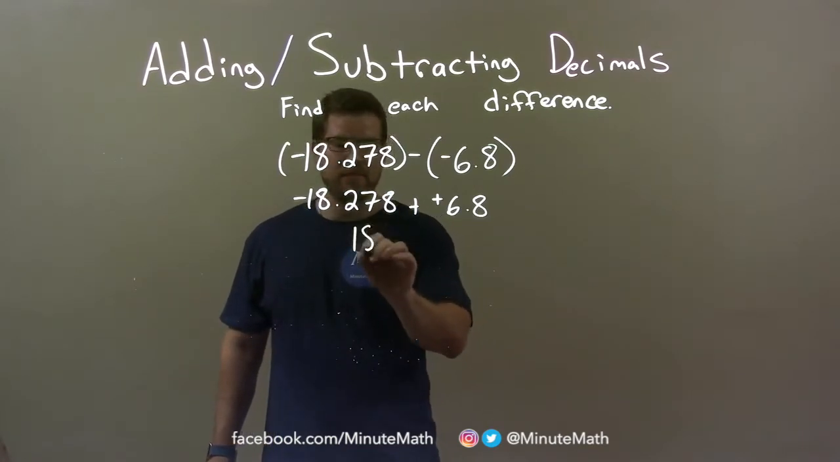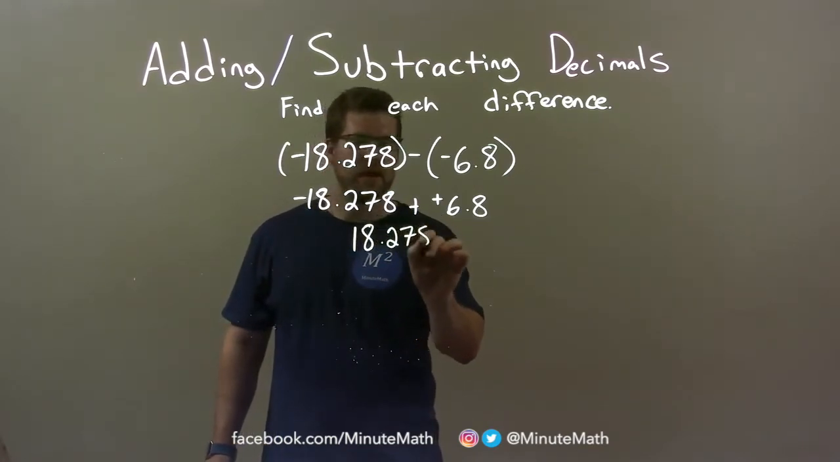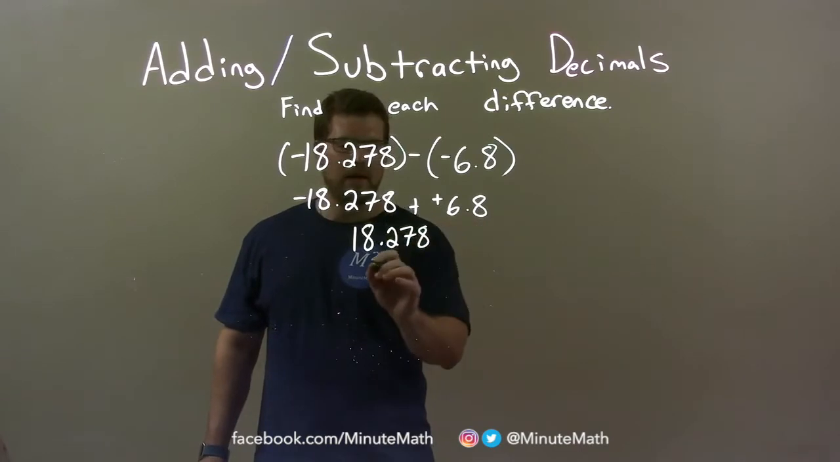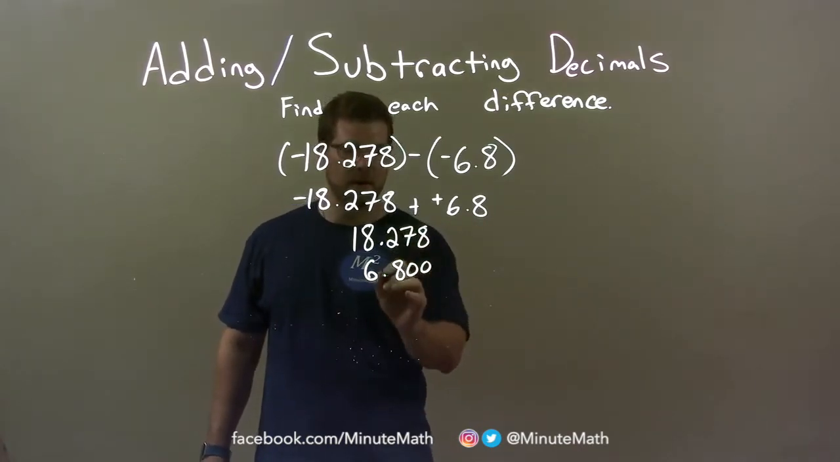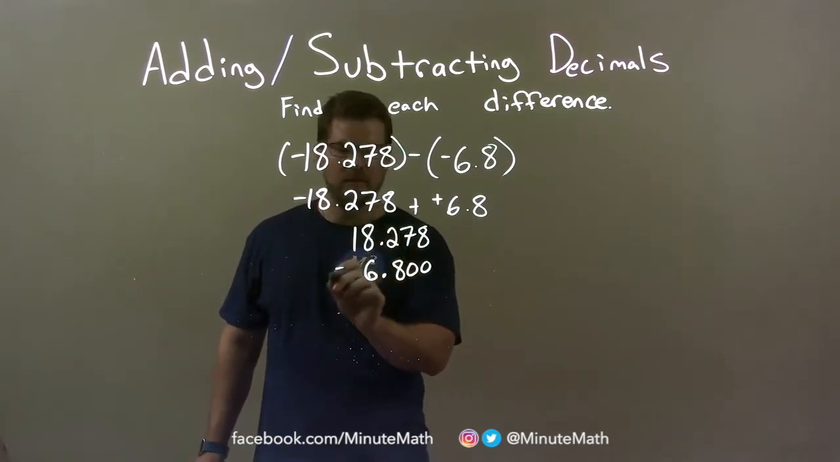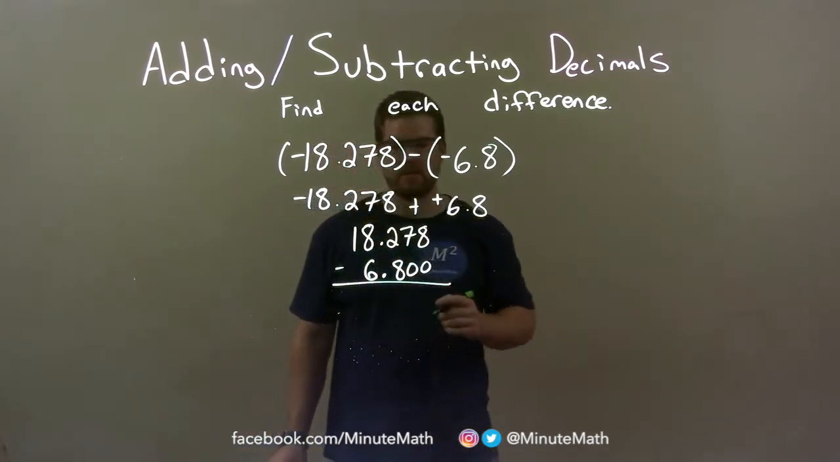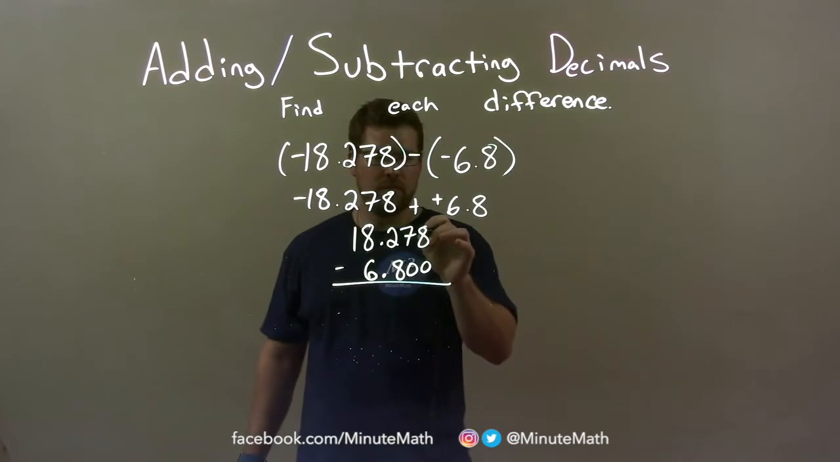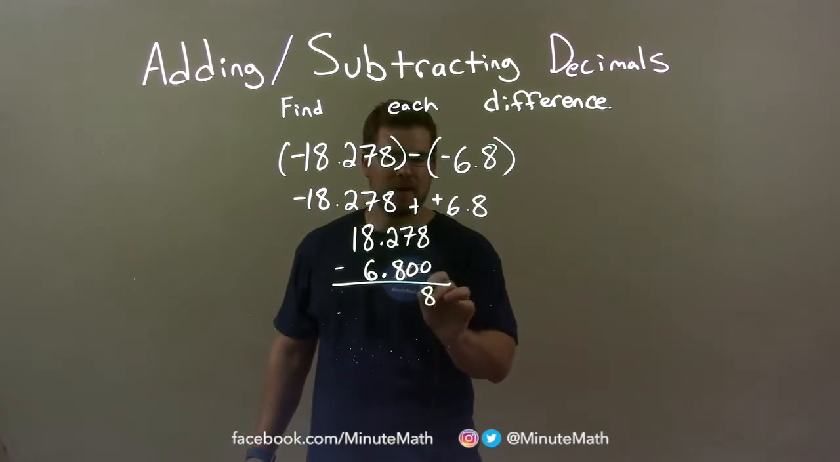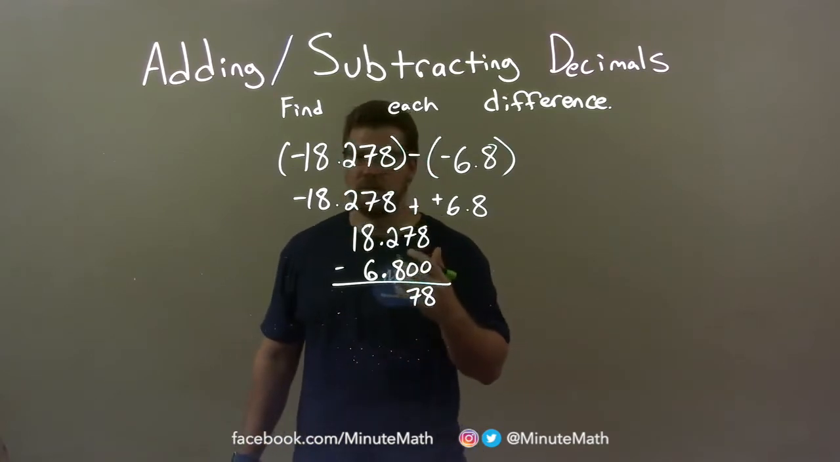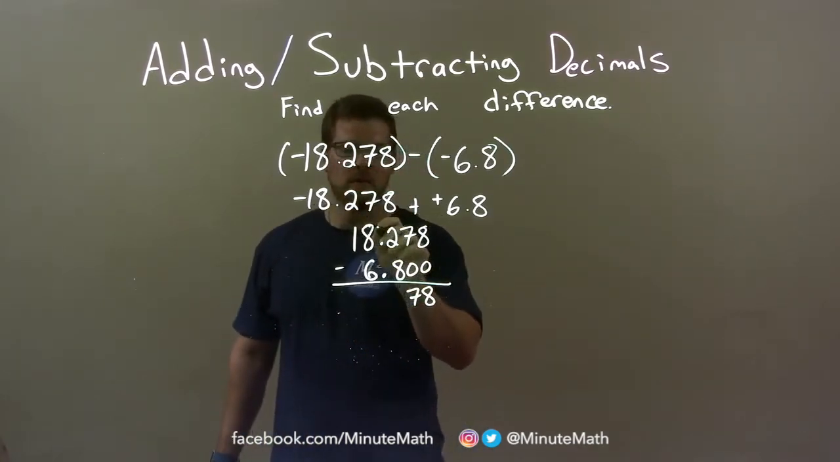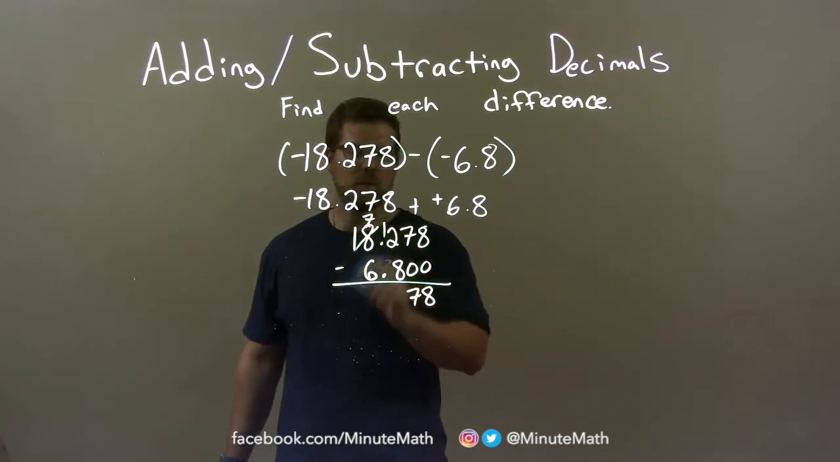So we line that up, 18.278, that comes first, it's larger, and we have 6.8 underneath, put trailing zeros to line up, make sure the decimal points are lined up, and we subtract. We find the difference, okay? Pretty straightforward. 8 minus 0 is 8. 7 minus 0 is 7. But 2 minus 8 can't really do that, right? So we take 1 from the 8. 8 becomes a 7. Put a 1 with a 2. 12. 12 minus 8 is 4.